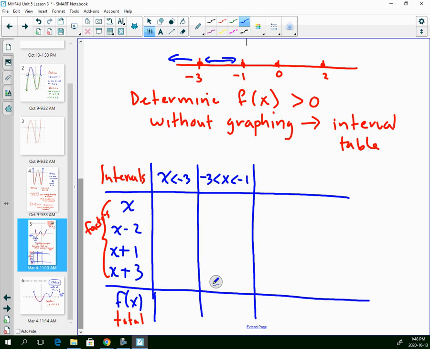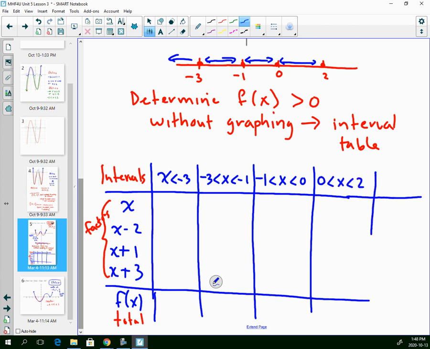The next interval I want to check is between -1 and 0. Is it above or is it below? So I'm going to check the interval between -1 and 0, and then I want to check between 0 and 2, and then I want to check what it's doing to the right of 2, so greater than 2. So these are the intervals I want to check. All I'm checking is, is it above the x-axis or is it below the x-axis?